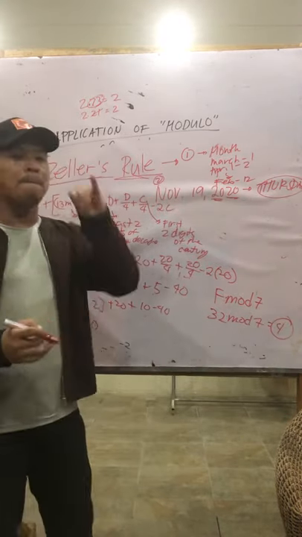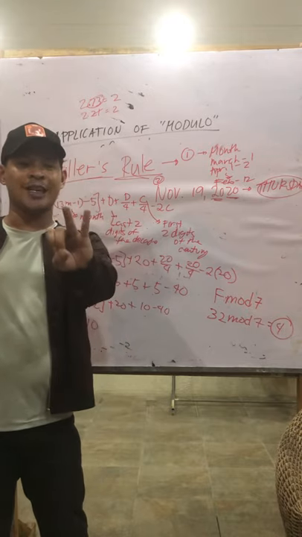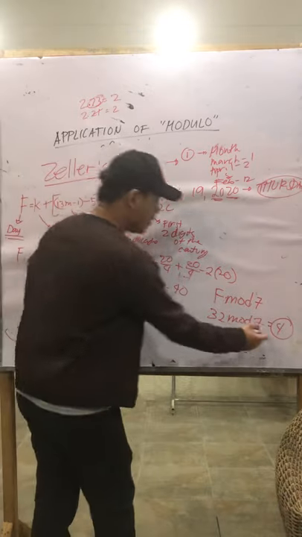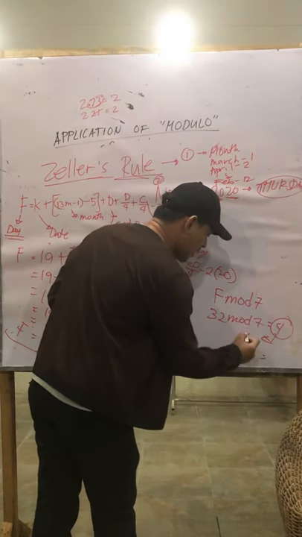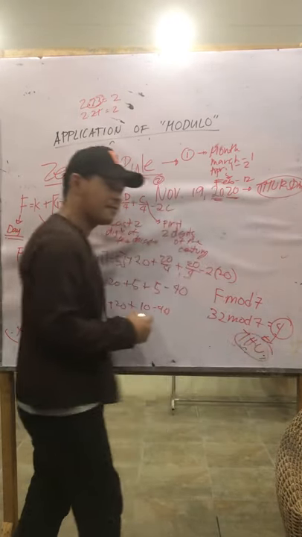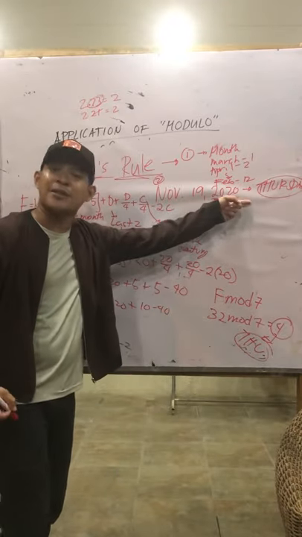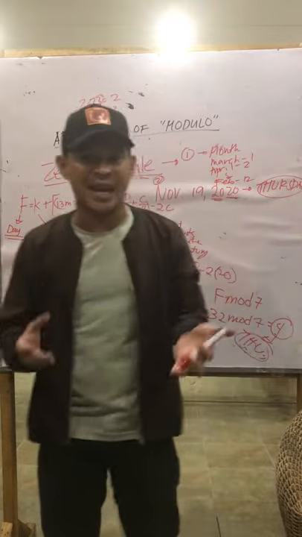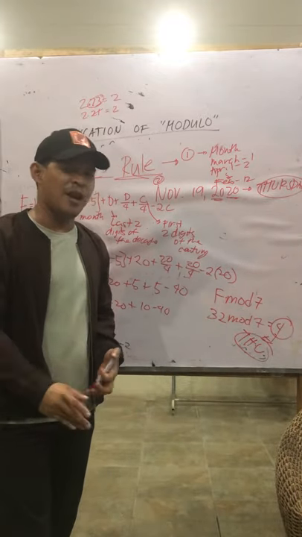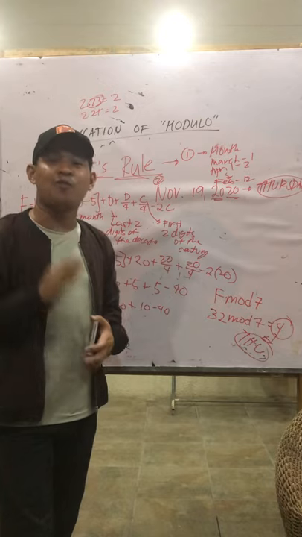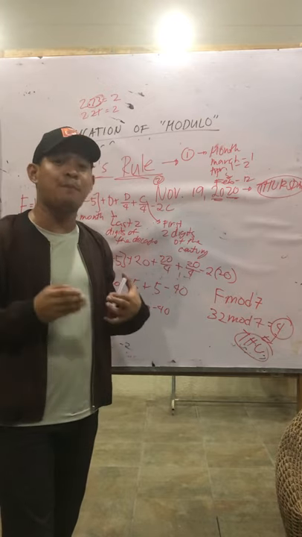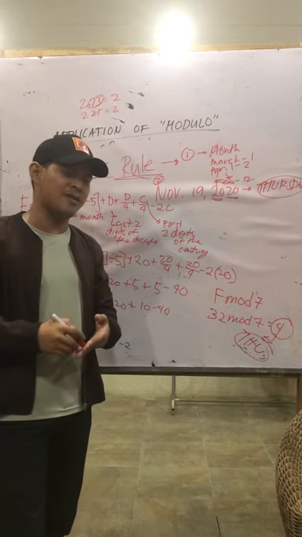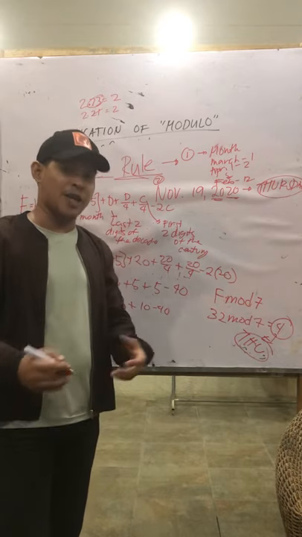Then count Monday for 1, Tuesday 2, Wednesday 3, and Thursday 4. Therefore, the day is Thursday. And we got the same answer. Just simply apply this formula if you want to know the day of a given date. And for your assignment, try to find the day of your birthday, and don't forget to show the solution and just send it to our group chat, okay?